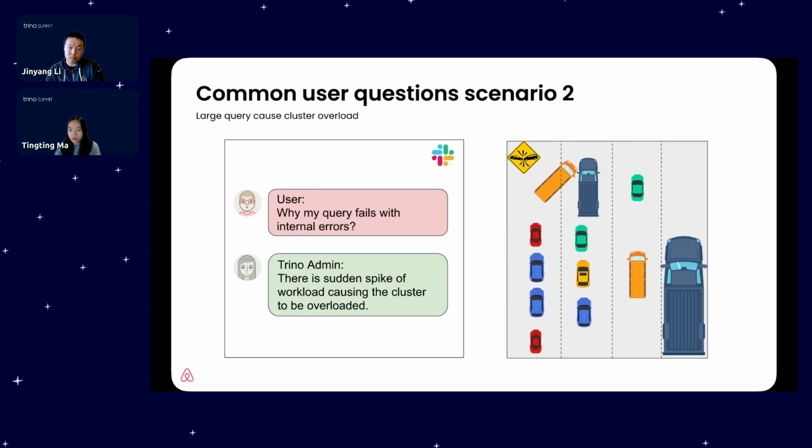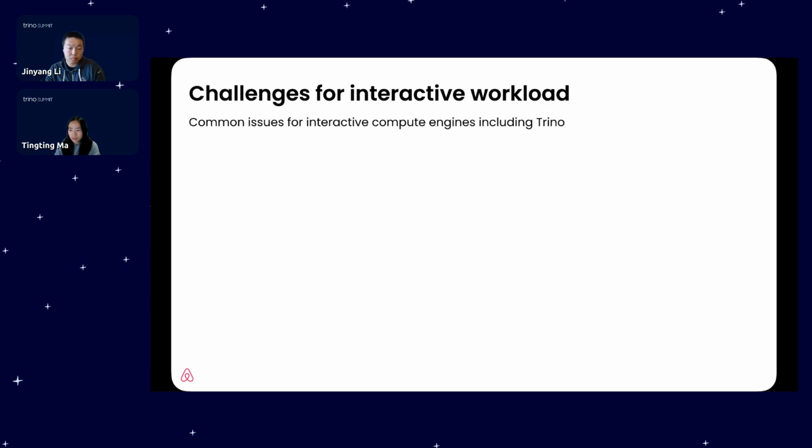In another scenario, a user asks, why did my query fail, and the error says there's an internal error. We checked the cluster and found there's a sudden spike of workload, and it causes the whole cluster to be overloaded. In this case, there are too many large trucks on the highway and might cause collisions and damages. To summarize the common issues we observe from these examples, also these are the issues in other interactive compute engines as well. An interactive query can be very large.